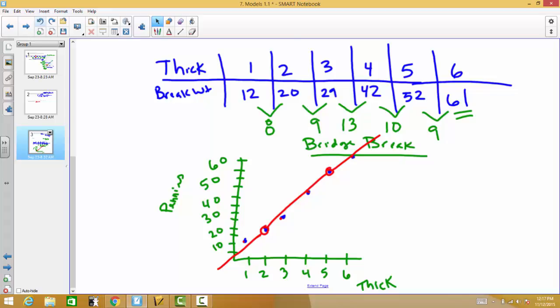So let's predict for 3.5 and for 8. So go ahead and pause and see if you can get your predictions, and then hit play and we'll see if we're close. And if you're close, that's all you need to be. Okay, so in the middle of 29 and 42 is like 35 or 36. And if you go to 3.5 and you trace it up and then you trace it over, it's about 35, 34. So that would be a great prediction.